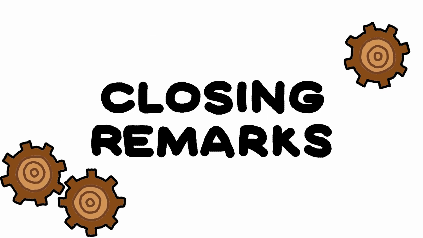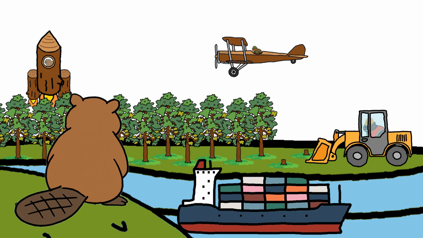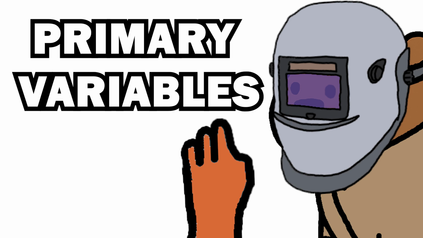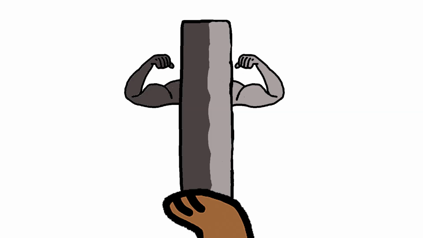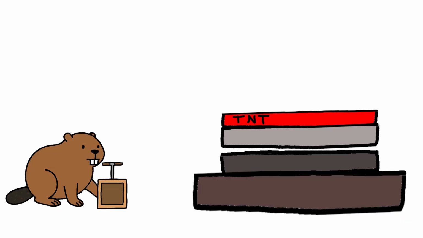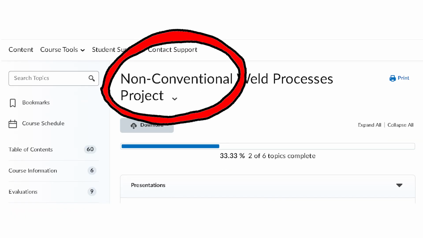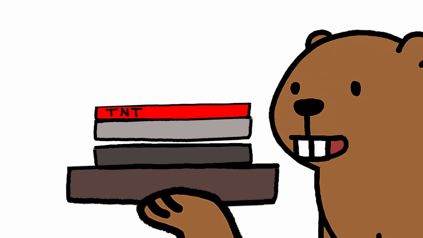Closing remarks. Explosion welding is a solid-state process used for all kinds of applications. By carefully controlling three primary variables, you can create incredibly strong bonds between a variety of different metals. This process does have its limitations, though, and it demands strict safety procedures, which makes it expensive and non-conventional. But despite that, explosion welding is still the bomb.